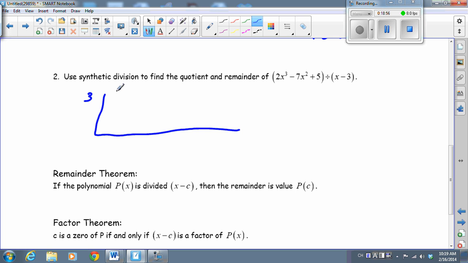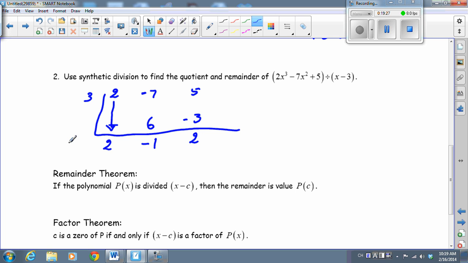And you will write only the coefficients from the highest to the lowest power. If something is not represented, you put a 0. 2, negative 7, and 5. The first step is to drop the 2 all the way to the bottom. And this is what you do next. 3 times 2 is 6. You put this here, add these two, and get negative 1. Negative 1 times 3 is negative 3. Add this and get 2.